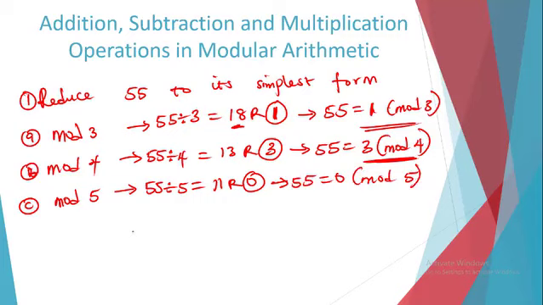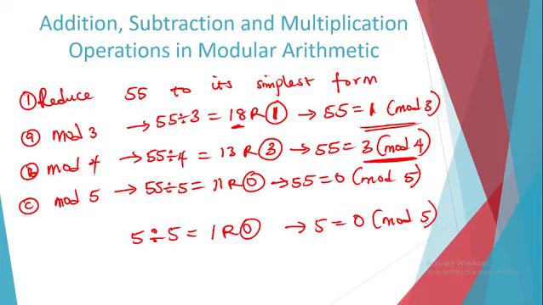Okay, now when we are given a number like 5, for us to find its simplest form in modulo 5, that would be 5 divided by 5. This is equal to what? 1 remainder 0. So it means invariably that 5 under modulo 5 is equal to what? 0. You write it in bracket mod 5.